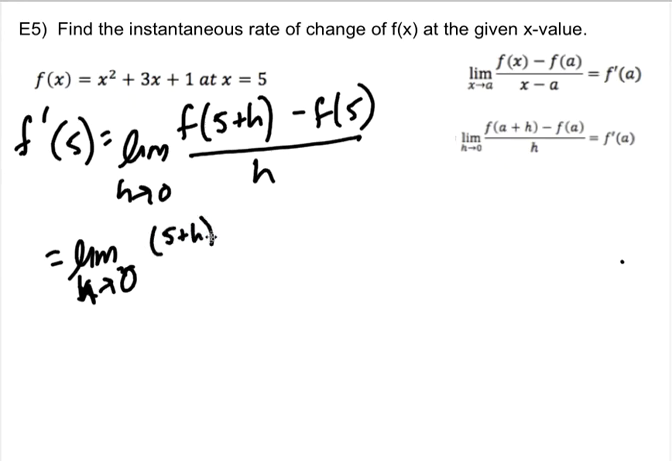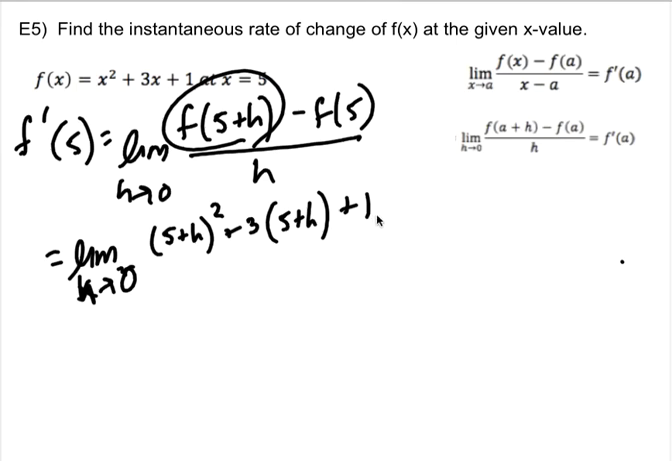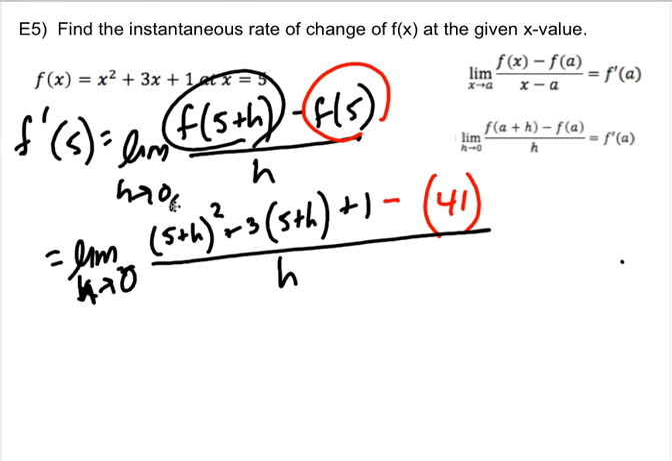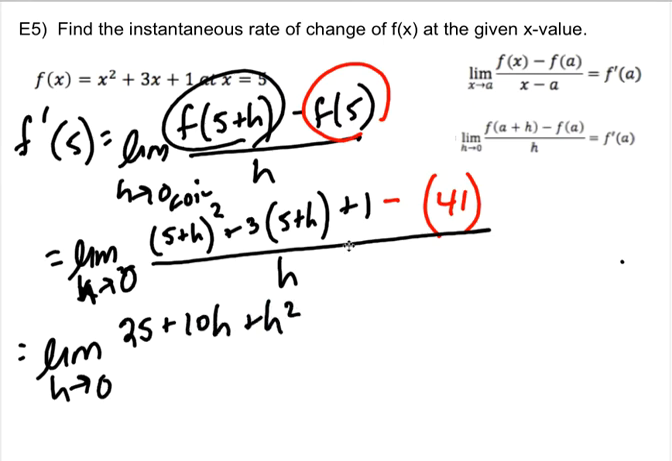So you're going to get 5 plus h quantity squared plus 3 times 5 plus h plus 1. So that's f of 5 plus h. And then minus, in parentheses, f of 5, which we've already plugged in and found that f of 5 was 41. We did that already in the last one. All over h. Well, now I'm going to have to FOIL this thing out. It's not going to be super fun. I have to distribute the 3. And what's going to happen if I do all of this, the limit as h approaches 0, I'm going to get 25 plus 10h plus h squared, first, outer, inner, last, plus 15 plus 3h plus 1 minus 41.